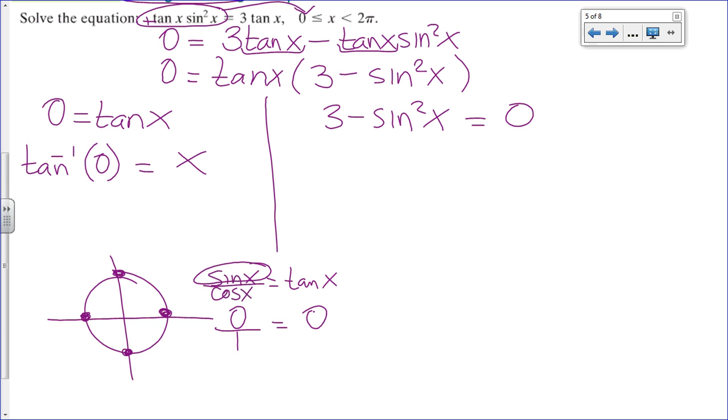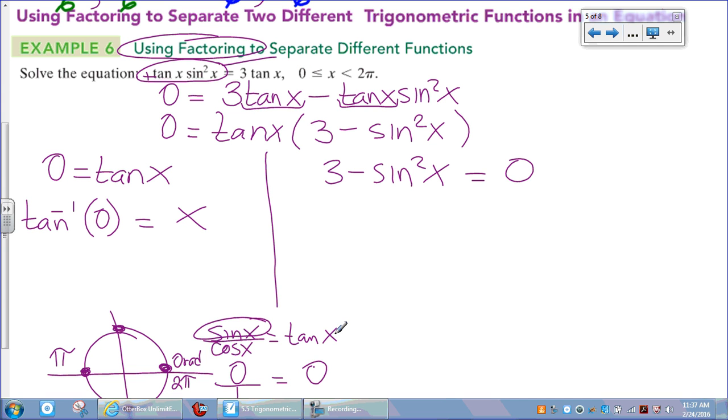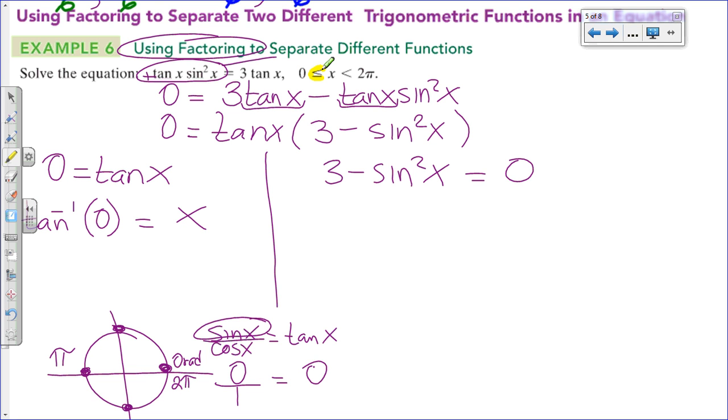There's one more, no? How about 0 degrees or 0 radians? 0 radians, pi radians, and then 2 pi radians. So we have 3. But let's look at our interval, and if you notice, right here, we have greater than or equal to 0, so that means we are going to include 0.